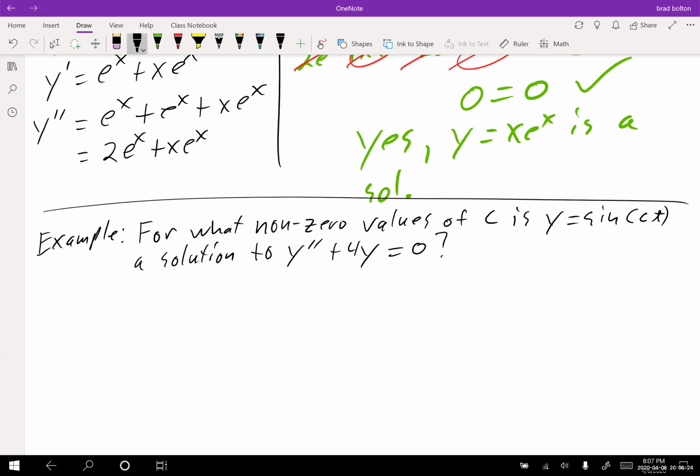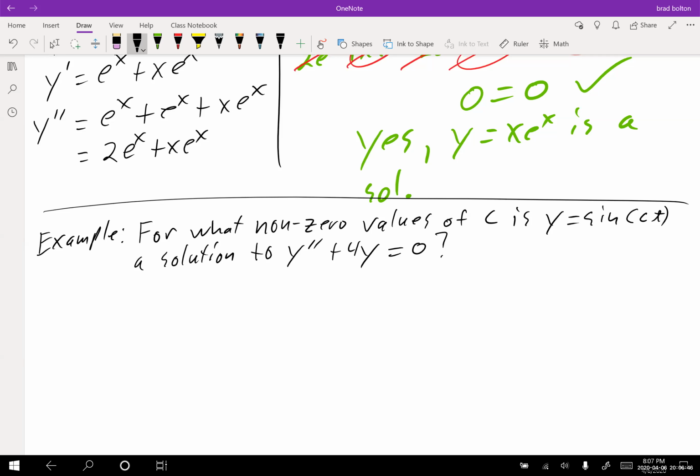Okay, so take a minute, think about what this is saying. For what non-zero values of C is y equals sine of ct a solution to y double prime plus 4y equals 0. Sorry, I was reading something else. Okay, so what do we need to do first?